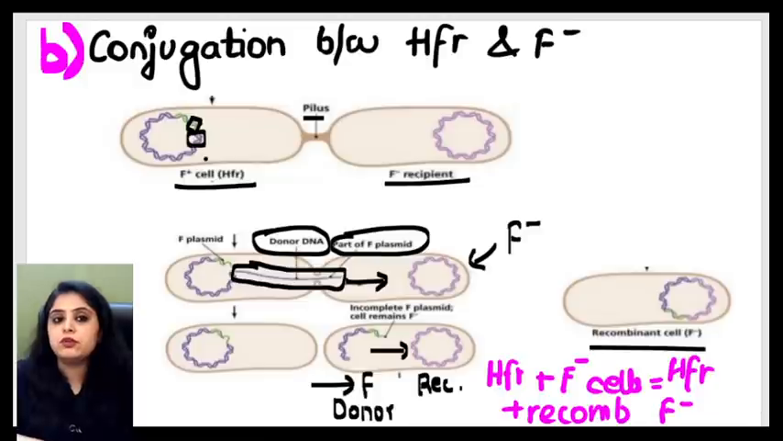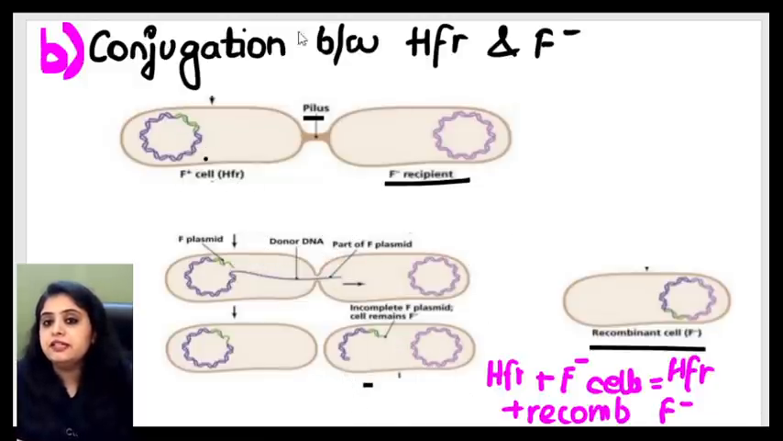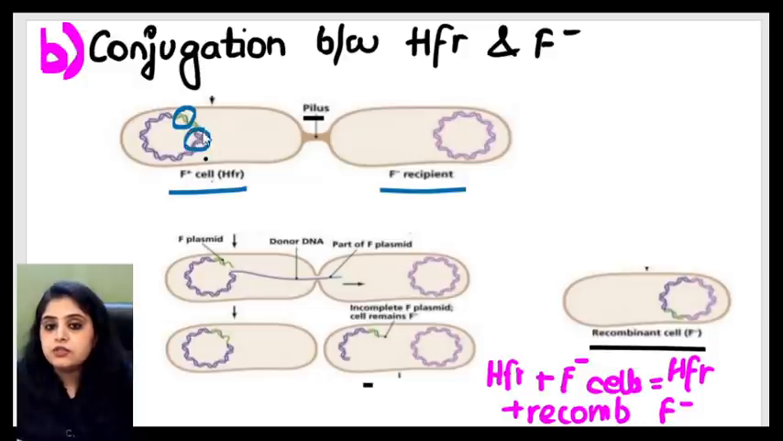So I'm repeating for all of you. If we take it up in a very simple manner, once again we'll see that when there is fusion of HFR with F negative, a part of the plasmid and a part of the DNA goes into the recipient.